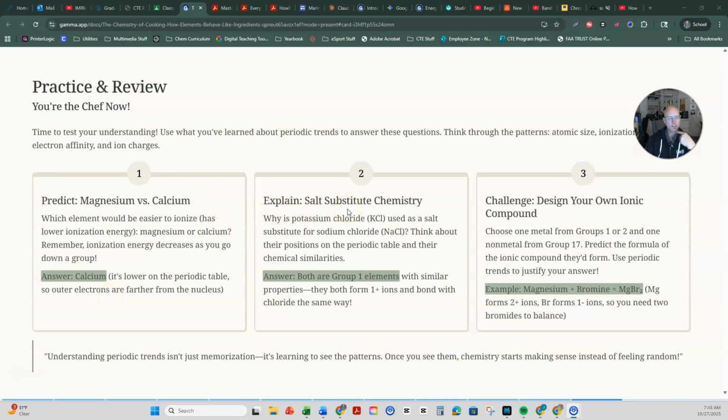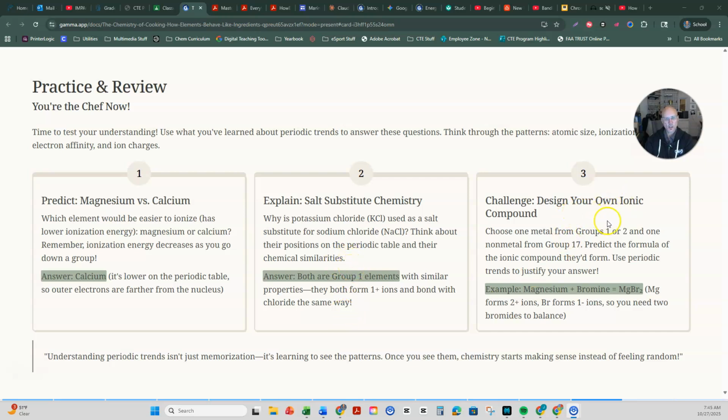So, explaining salt substitute chemistry. Why is potassium chloride used as a salt substitute for sodium chloride, NaCl? Think about their positions on the periodic table and their chemical similarities. Both are group 1 elements with similar properties. They both form 1+ ions and bond with chloride the same way. So group 1, at the very far left.